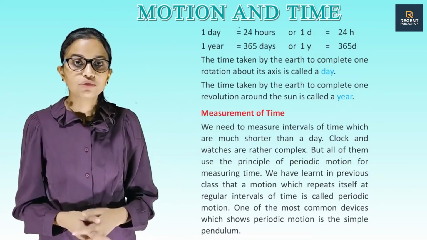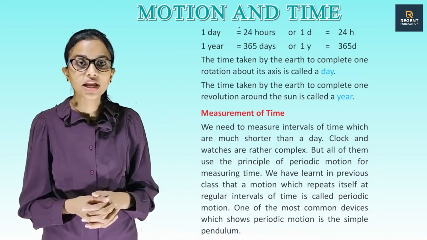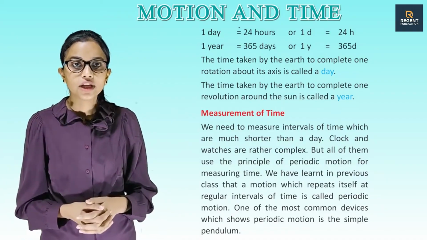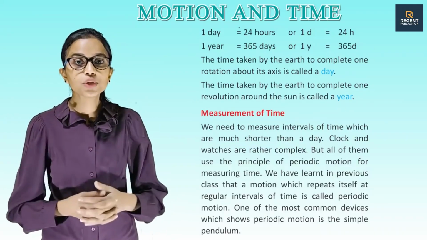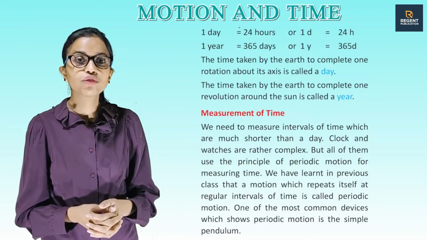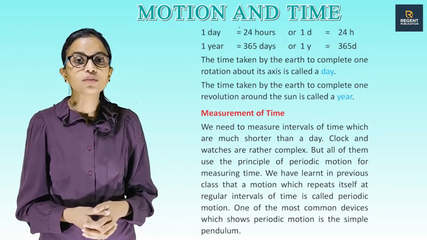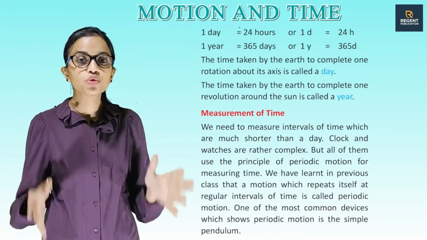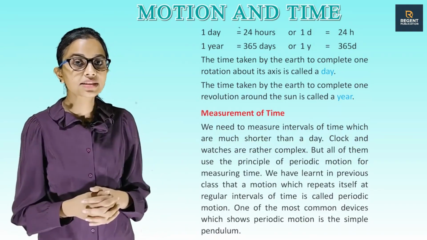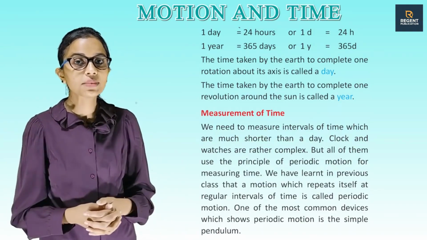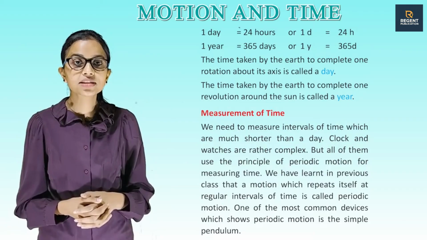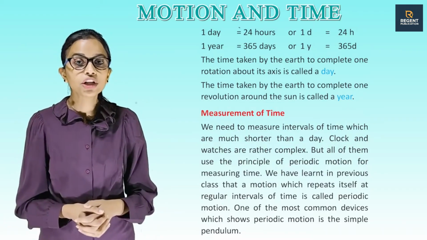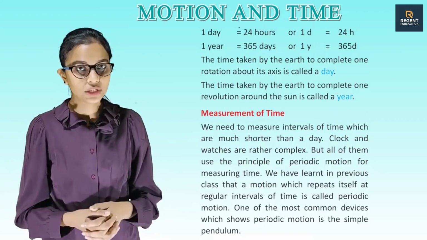Measurement of time. We need to measure intervals of time which are much shorter than a day. Clocks and watches are rather complex, but all of them use the principle of periodic motion for measuring time. We have learnt in the previous class that a motion which repeats itself at regular intervals of time is called periodic motion. One of the most common devices which shows periodic motion is a simple pendulum.